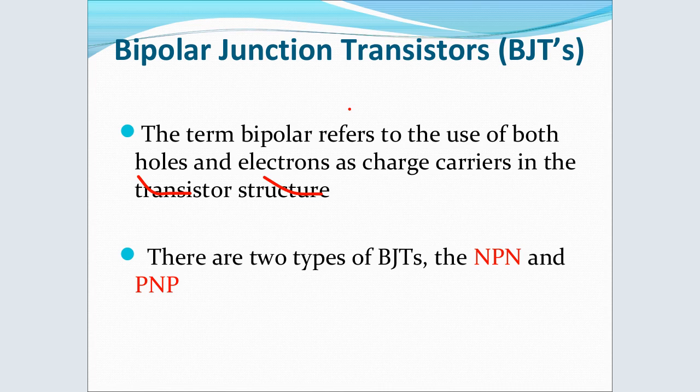I mentioned there are two types of BJTs. You can either configure an NPN or you can configure a PNP. It depends on which configuration model you prefer. Later, I'll introduce some basic differences that do exist between the two.